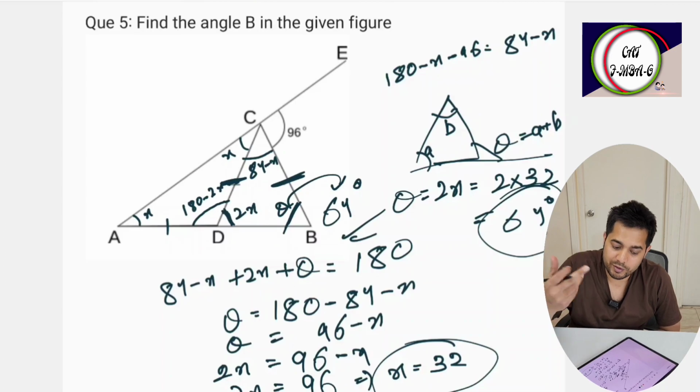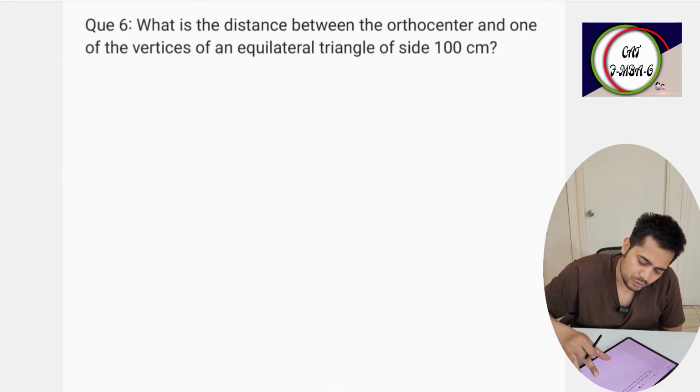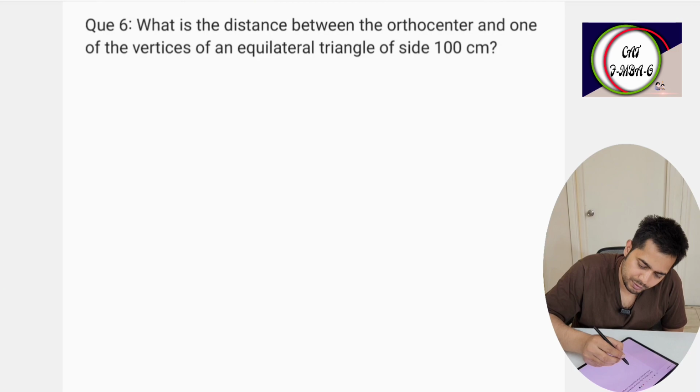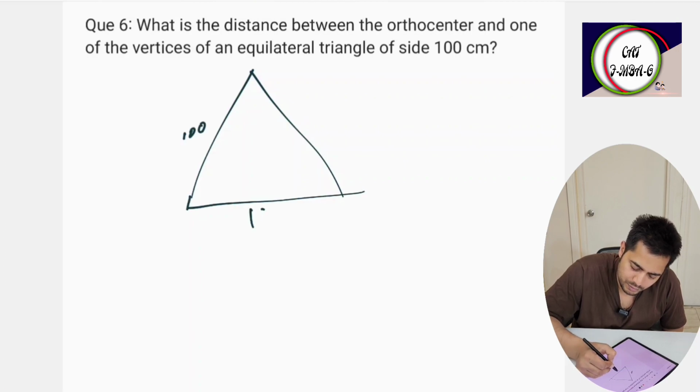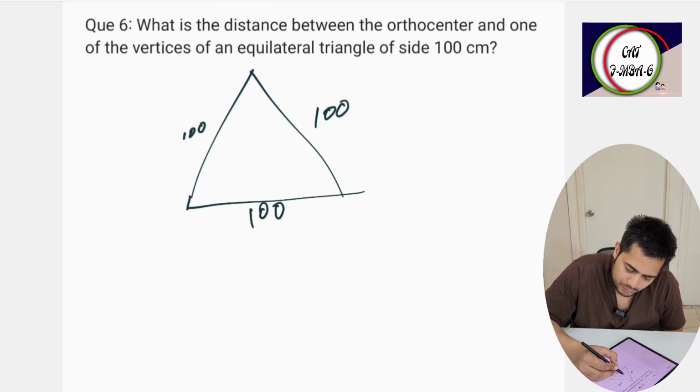Okay, let's move on to the next question. Question number 6. What is the distance between the orthocenter and one of the vertices of an equilateral triangle? Okay, an equilateral triangle is there, with sides 100, 100 and 100, and the orthocenter is this. We know that the orthocenter divides the altitude, and we have to find the distance to one of the vertices.